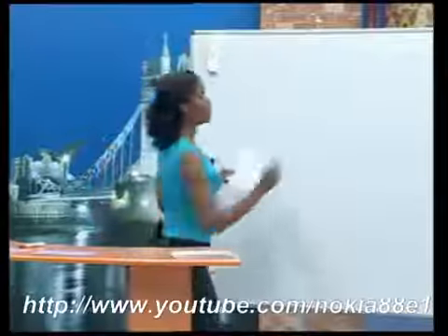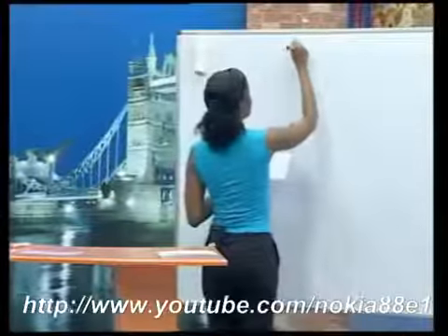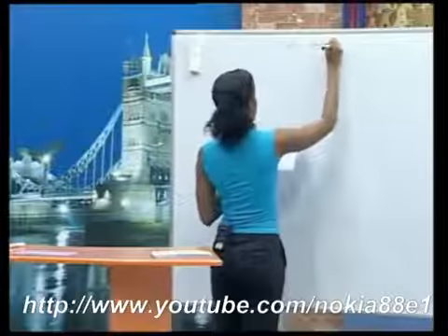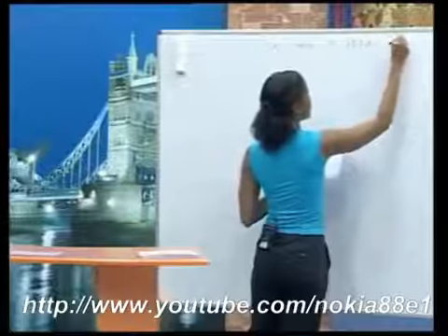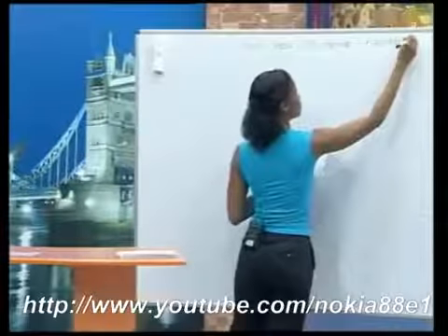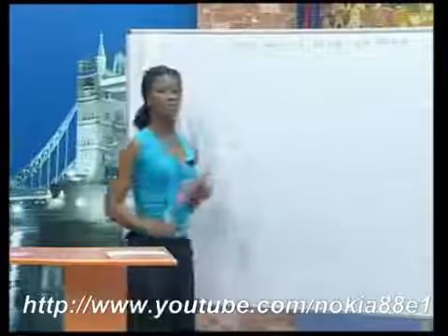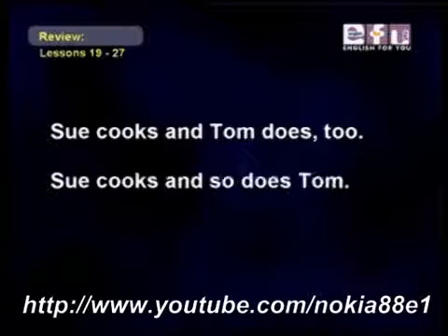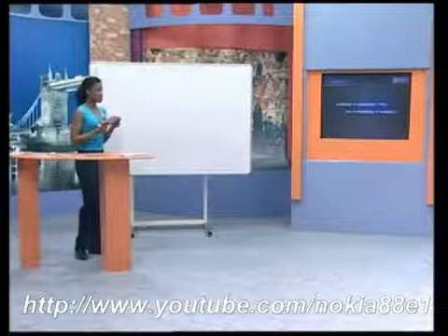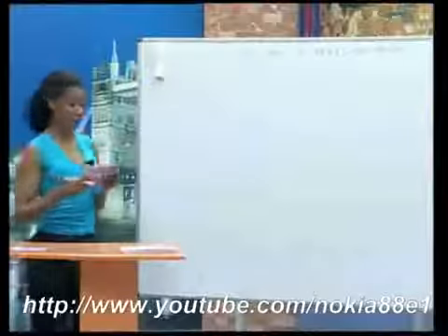Now, let's review. So, too, either, and neither. Here are some examples. Sue cooks and Tom does too. Sue cooks and so does Tom. Those 2 sentences have the same meaning.